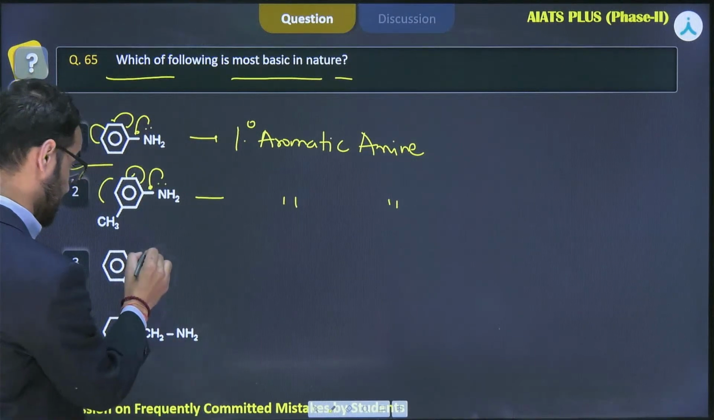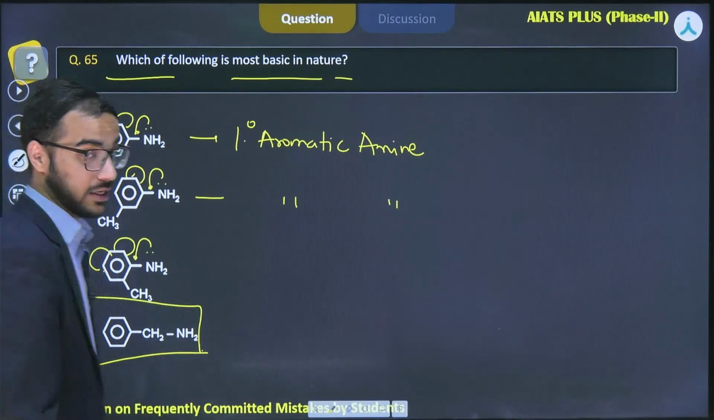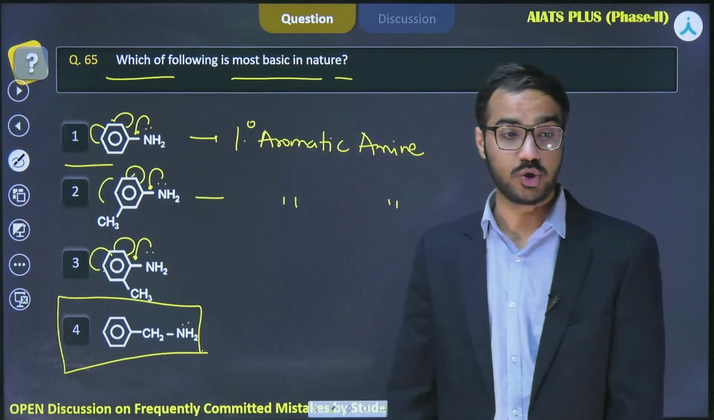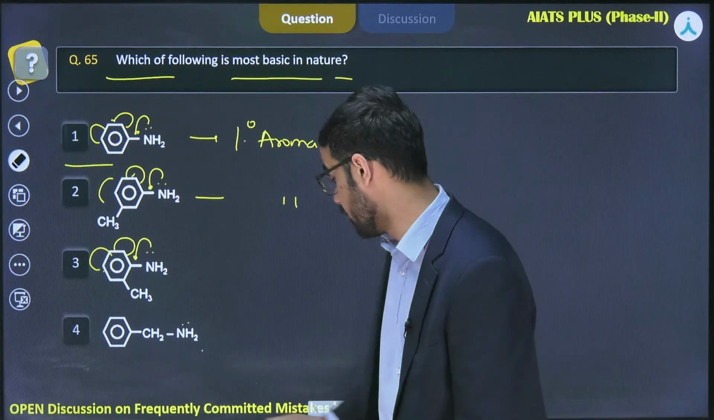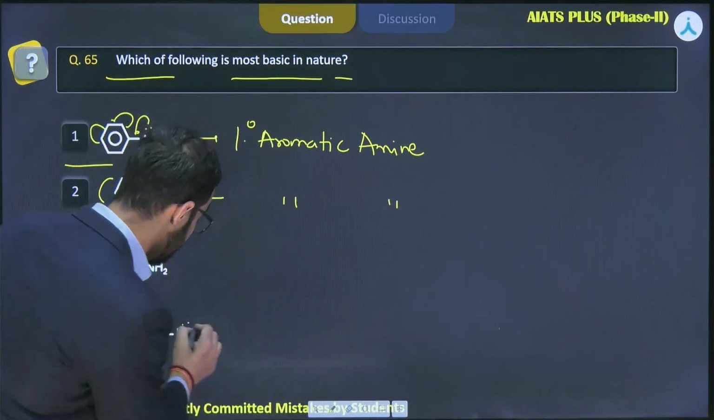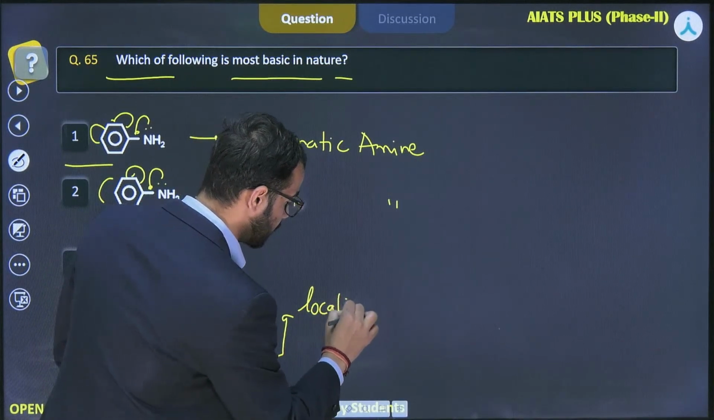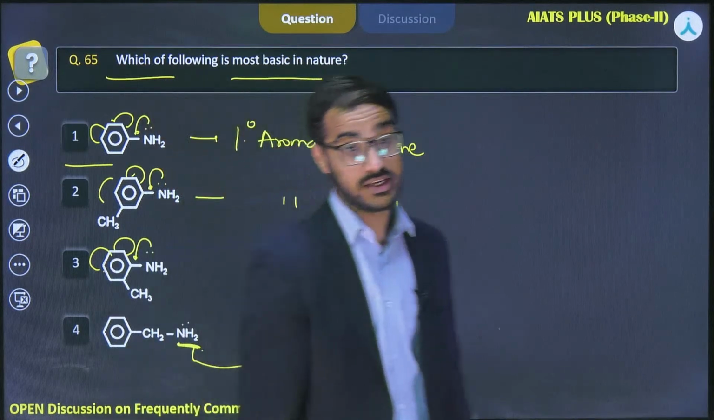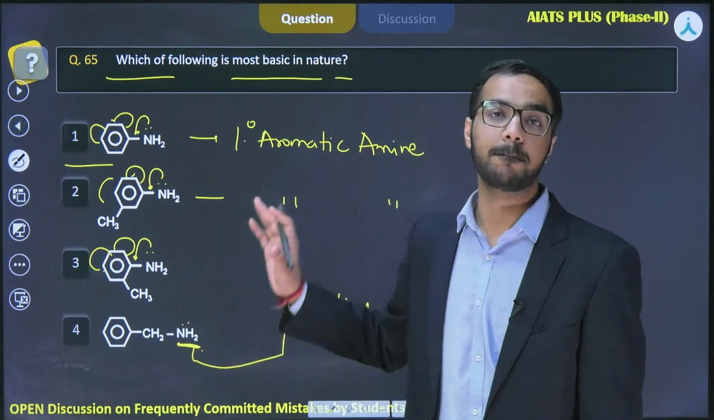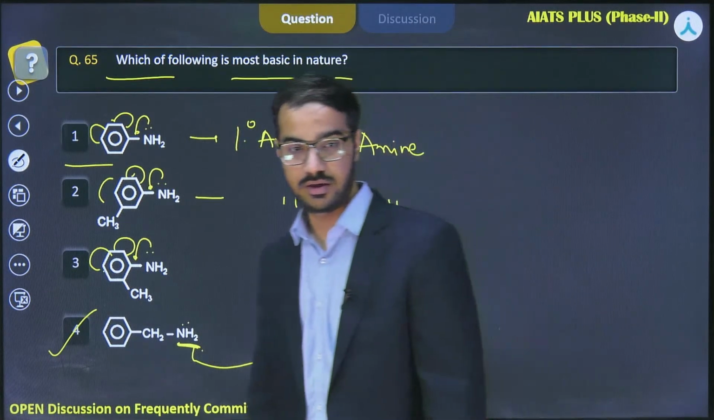Moving to the next part, in this, the lone pair is also involved. But at the fourth step, you have clearly observed that this is benzylamine. In this, the lone pair of nitrogen is not involved in any kind of resonance, so we can say that it has not been delocalized. The lone pair of this NH2 is localized. If the lone pair is localized, it means it is more prone to attack H positive, or we can say that this is more basic in nature. So we can clearly say that option 4 must be the correct answer.